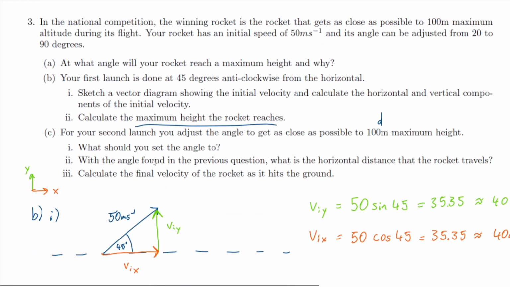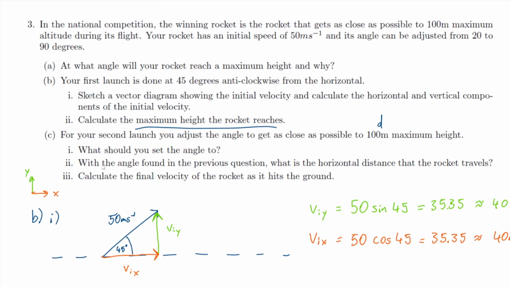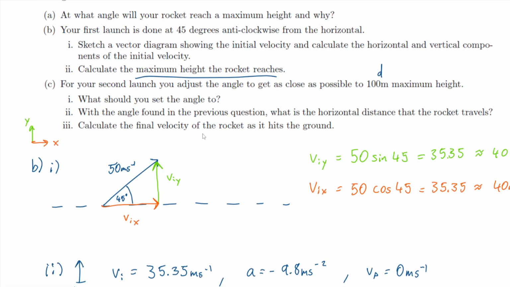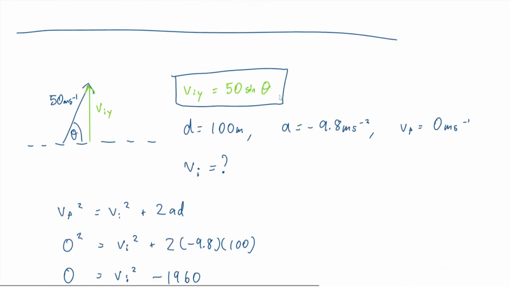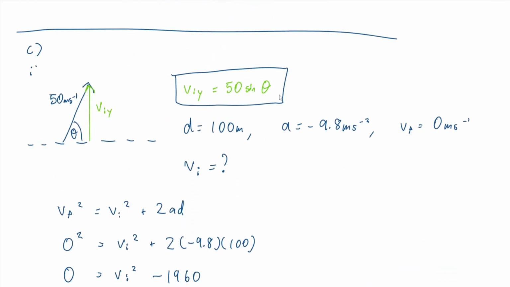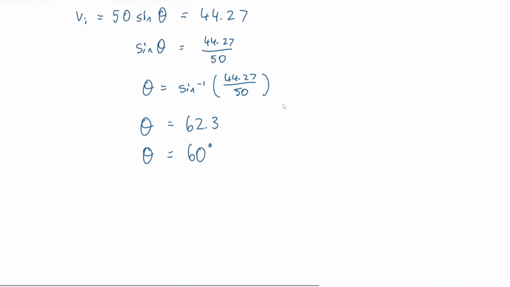Awesome. So next up, with that angle, what is the horizontal distance that it travels? And then finally calculate the final velocity as it hits the ground. So let's do C. That's part 1. Let's do part 2.